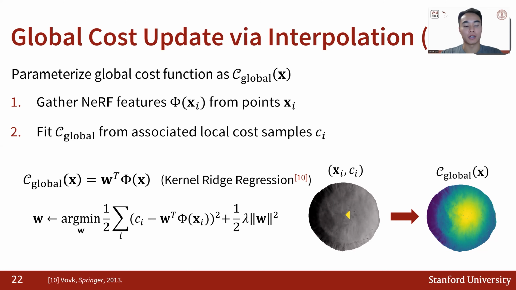So specifically, we write down C global as a linear function of Phi of X, where the weights W are obtained by minimizing this objective here, which is a least squares objective plus a regularization term, which prevents overfitting in high-dimensional spaces. On the left here is shown a visualization of the local cost samples, which are sparse and have a very limited range over only the local region. And on the right is shown the interpolated global cost function based on these local samples. So we can interpolate the cost over a much larger global region.